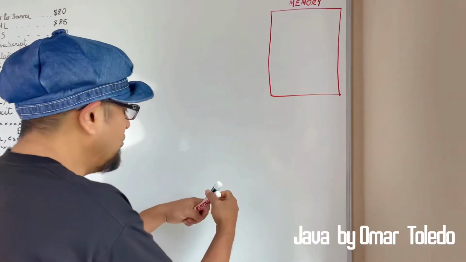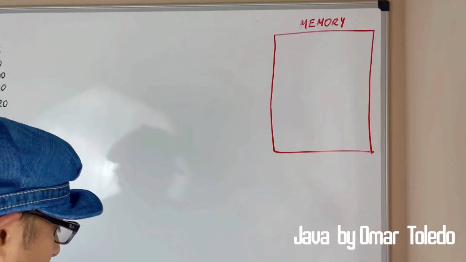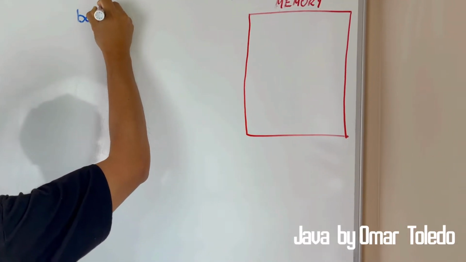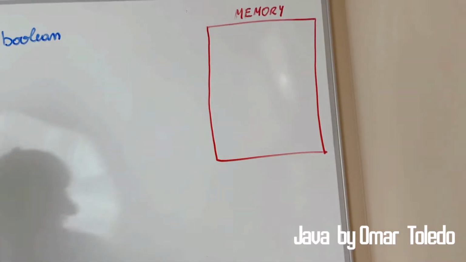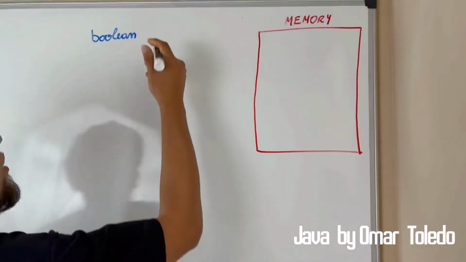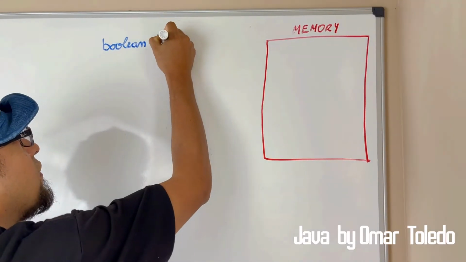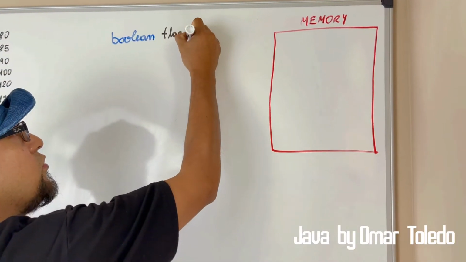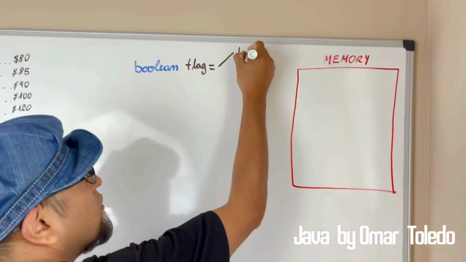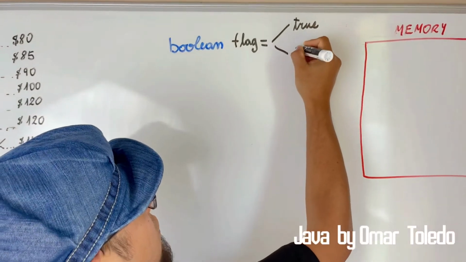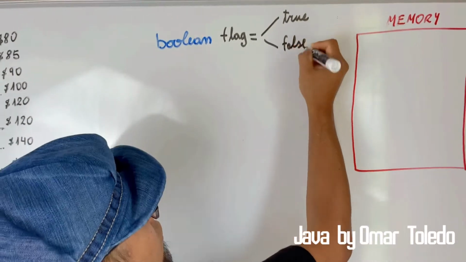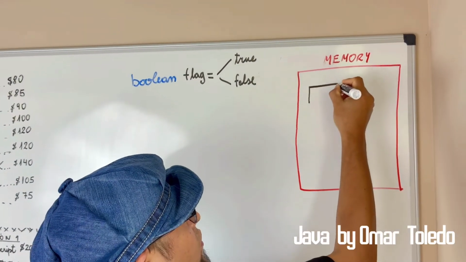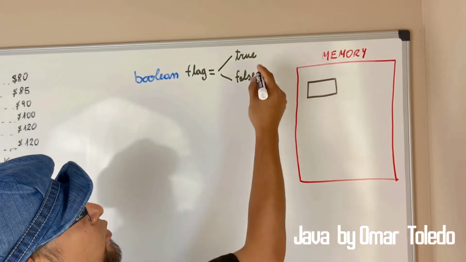In order to declare a Boolean variable, you need to type the word boolean, and then the name of your variable. I'm going to call it, for example, flag. Then you can assign only two values: true or false. So in the computer memory, you have a container that can hold true or false.